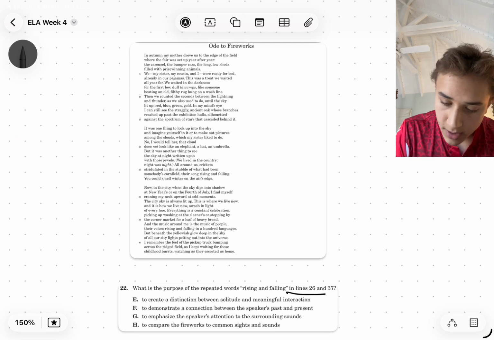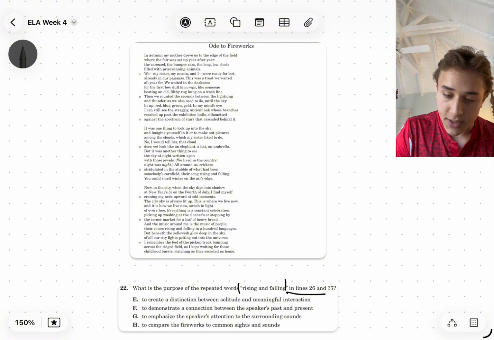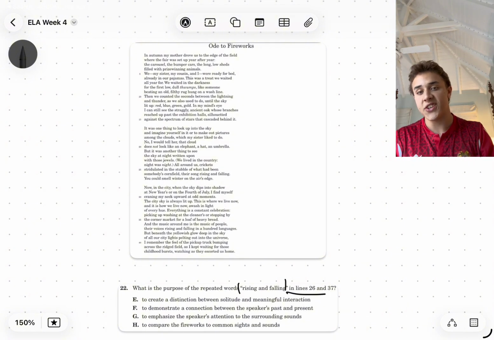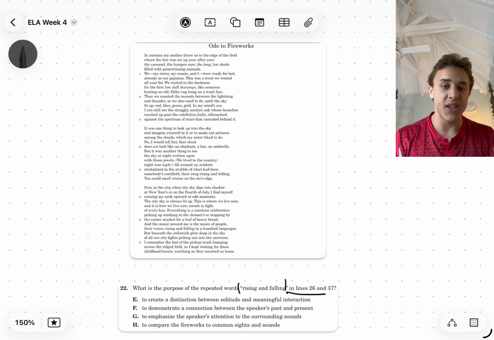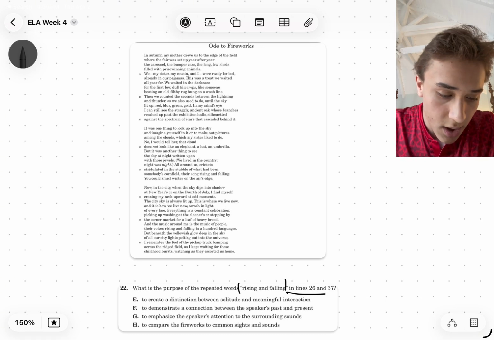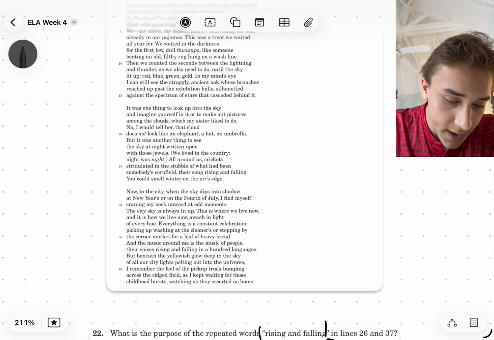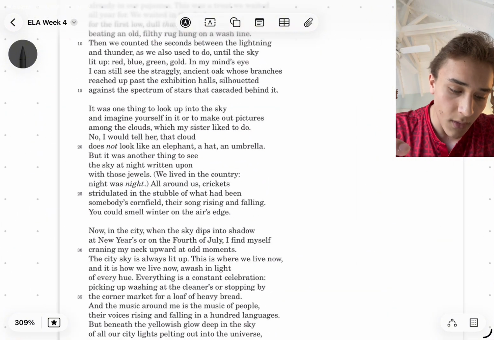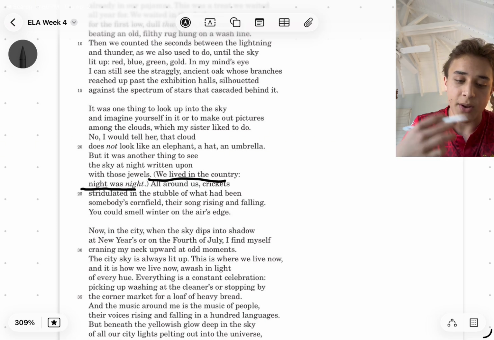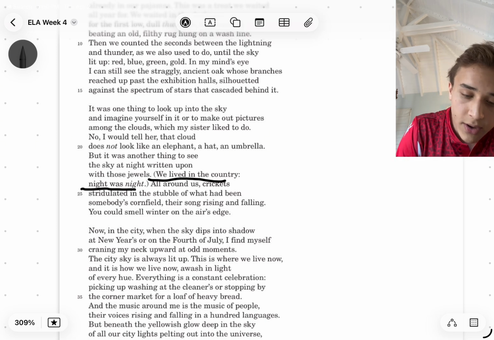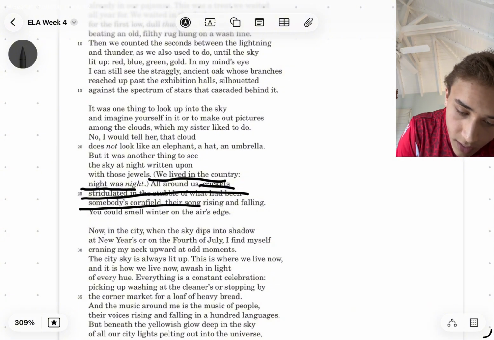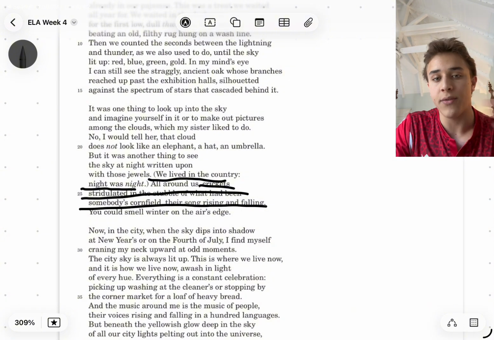actually given 2 lines. We're given this phrase that's used, this rising and falling, and it's used both in lines 26 and 37. So we want to go to both of these lines and see what the context in which it was used was. So in line 26, the author is talking about where they used to live in the country, and it talks about the night, and then it talks about crickets and singing, and their song is rising and falling.